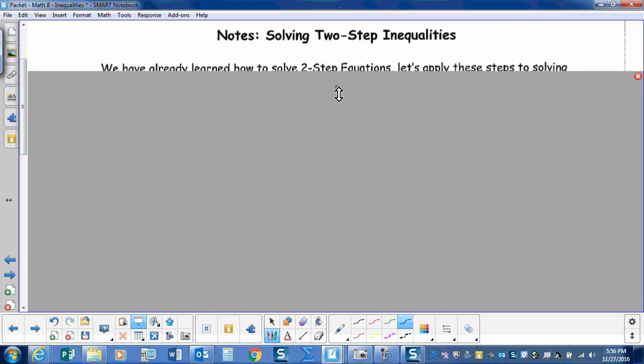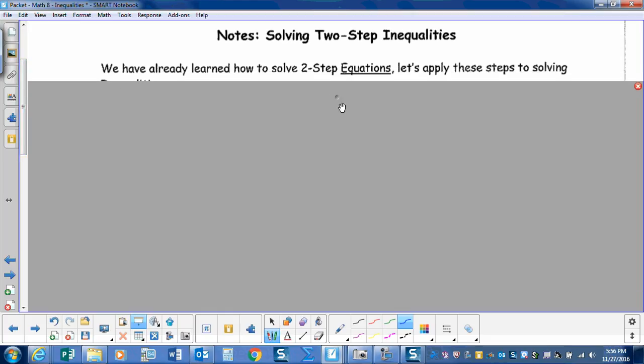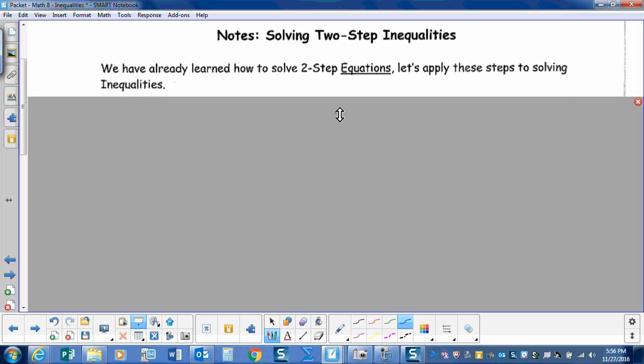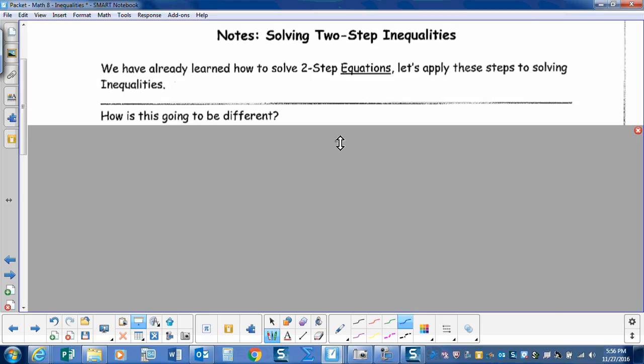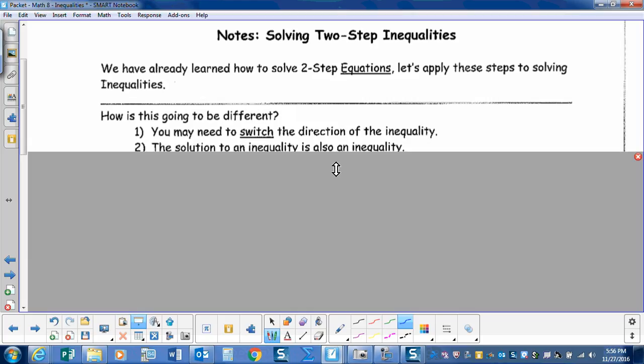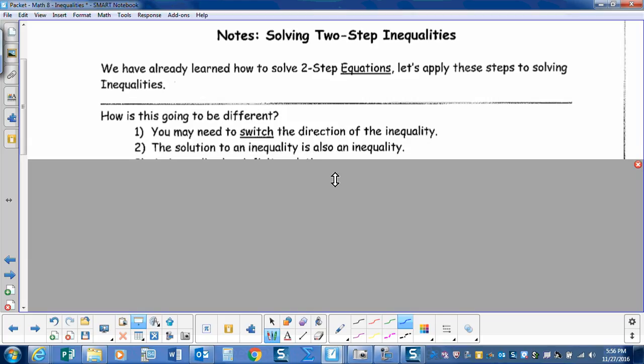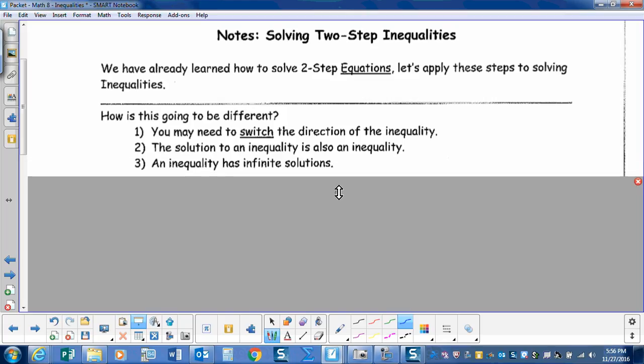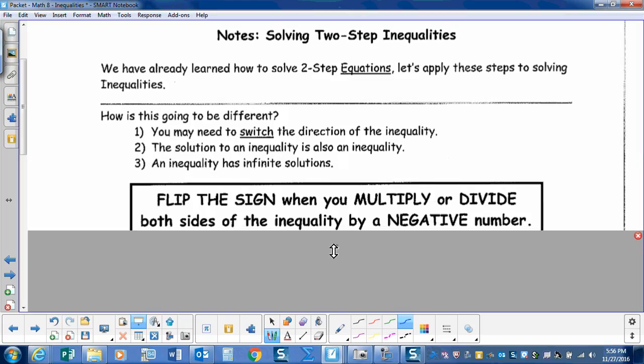Solving two-step inequalities. We've already learned how to solve two-step equations. Let's apply these steps to solving inequalities. But they're not equations, they're inequalities, so there are going to be some differences. And how is it going to be different? First, at times you may need to switch the direction of the inequality. And the solution to an inequality is also an inequality. And an inequality has infinite solutions.